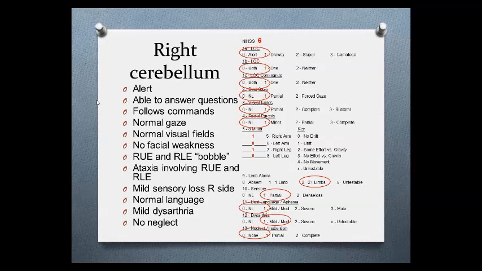The next type of stroke we're going to look at would be a cerebellar stroke. We are looking at a right cerebellar stroke, but if it was a left cerebellar stroke, it would be very similar with just opposite side symptoms. As you can see, the patient has some motor dysfunction in their right upper extremities, but it's really just a bobble, or what we'll call a mild drift.